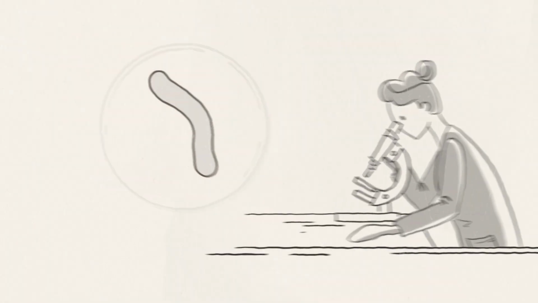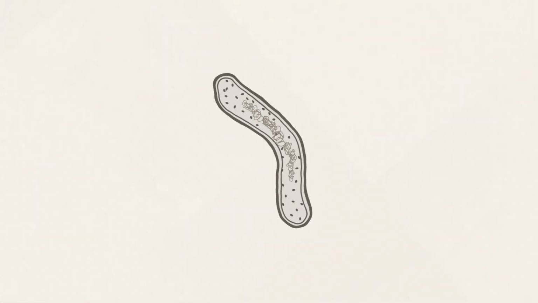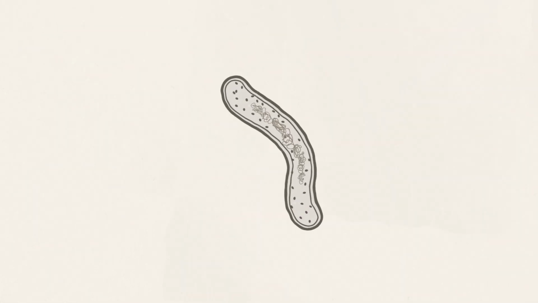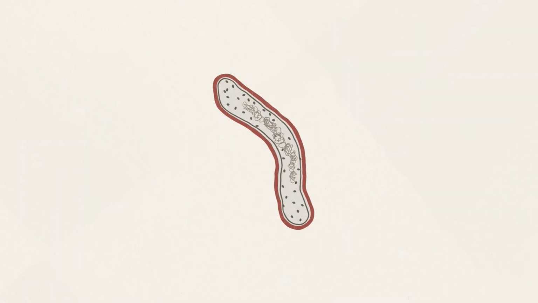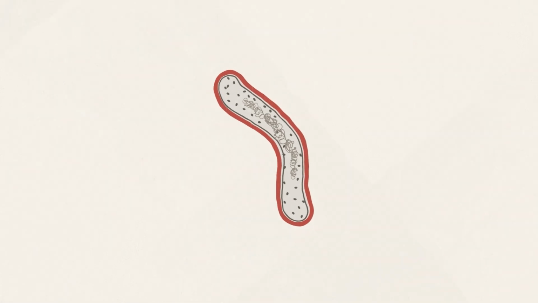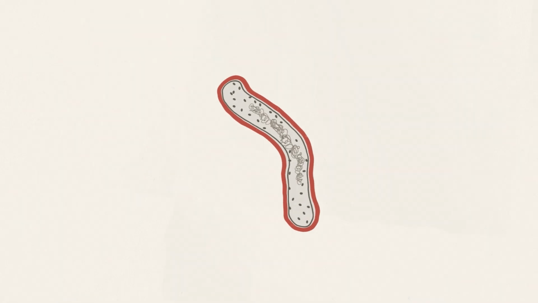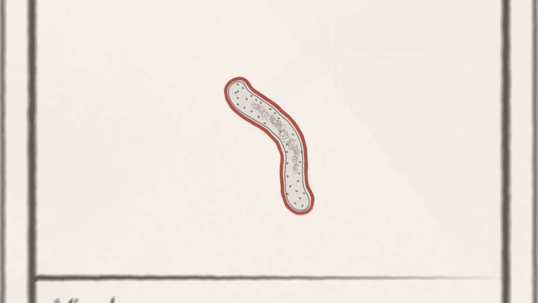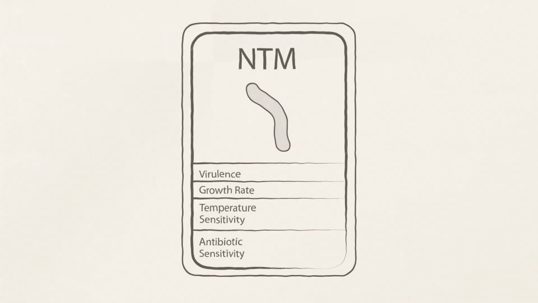Let's start with the basics. Non-tuberculous mycobacteria are also known as atypical mycobacteria, or NTM for short. An NTM bacterium is an aerobic, non-spore-forming, rod-shaped bacterium with a waxy, relatively impermeable cell wall. This waxy surface gives the cell wall a number of special properties. The various NTM species differ greatly in terms of their virulence, growth rates, and sensitivity to temperature and antibiotics.